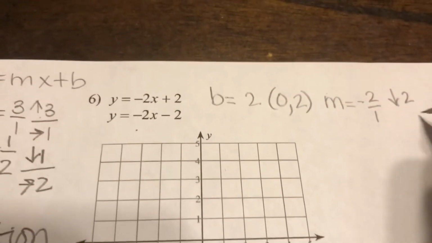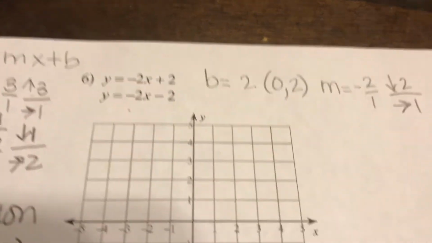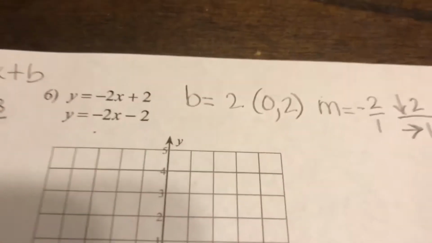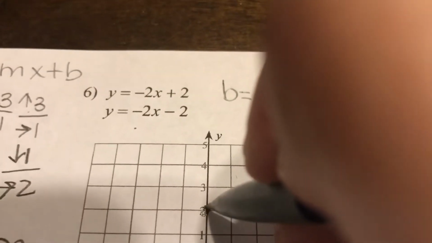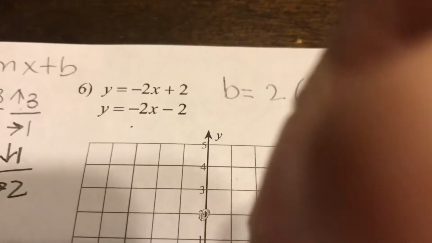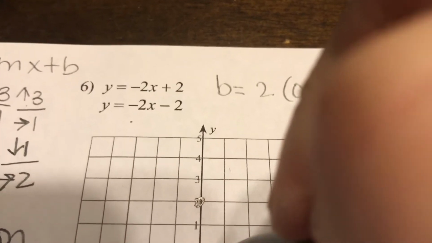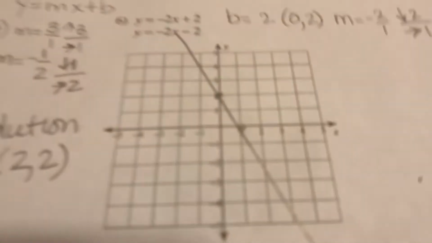So I'm moving down 2 and I'm moving to the right 1. Okay? And so I'm going to put a point at 2, and I'm going to go down 2, and I'm going to go right 1, and I'm going to have that point, and I'm going to draw my line. Sorry about that. So there's my first line.